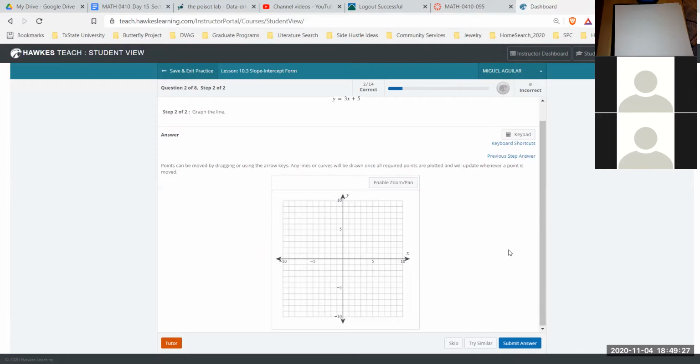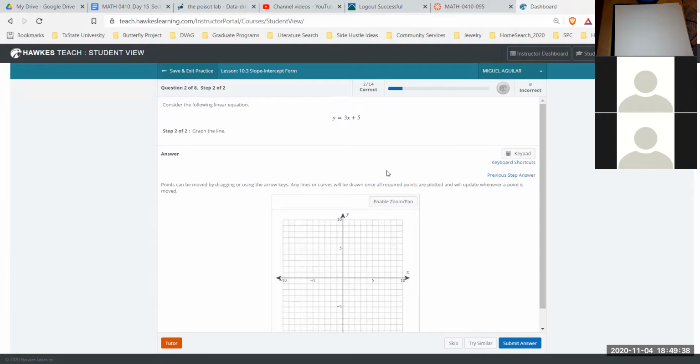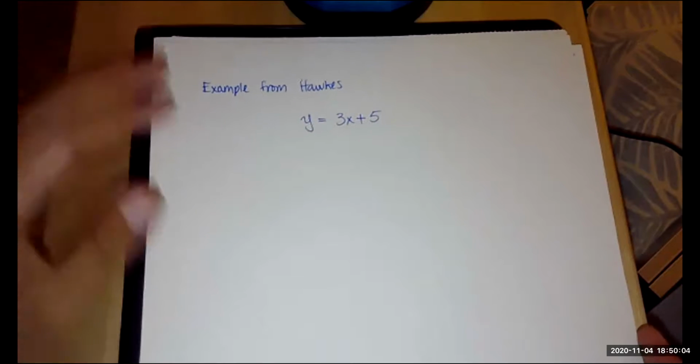Okay, so this is an example of asking you to graph the line now. What we're going to do here is there are 2 ways of graphing this. So let me just write this equation down and we'll work with this example from Hawks: y equals 3x plus 5. And I'm going to stop sharing my screen. And we're back to pencil and paper. So we want to graph this.